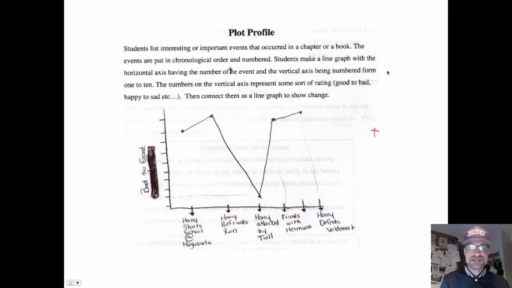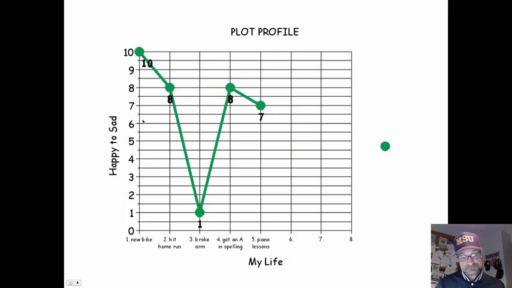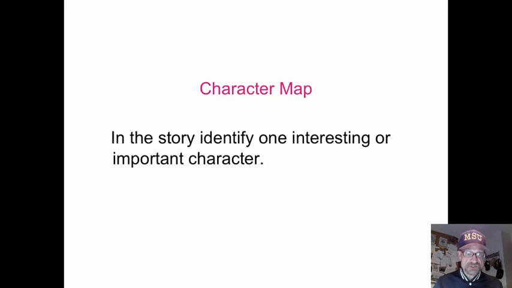Plot profile is a great activity that can be done with stories as well as real life. You simply list events using a line graph, and then you rate them. This person rated from bad to good. So list story events and then rate them somehow, and you can decide scary to not scary. This person rated, and this is from The Wizard of Oz. Happy to sad, etc. Again, I like this. You could do this at the end of the week. Things that have happened this week, things that happened today, things that have happened in my life. Making those real life connections.